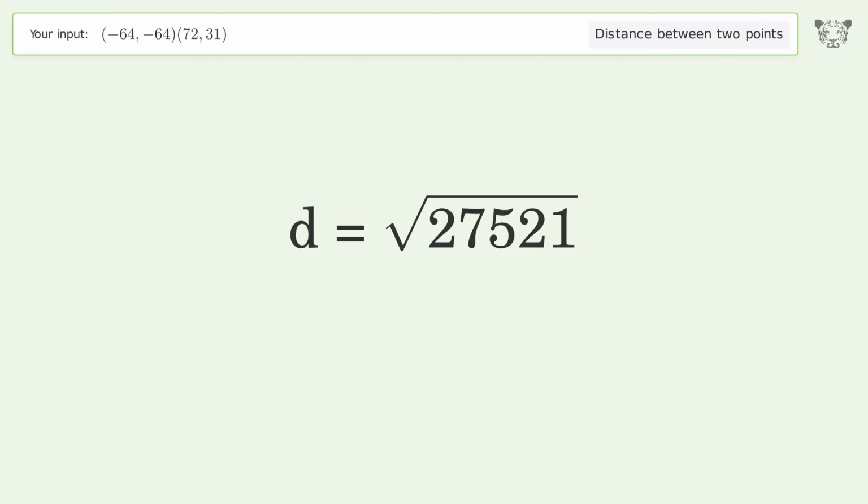And so the distance between the 2 points is the square root of 27,521, or 165.895.